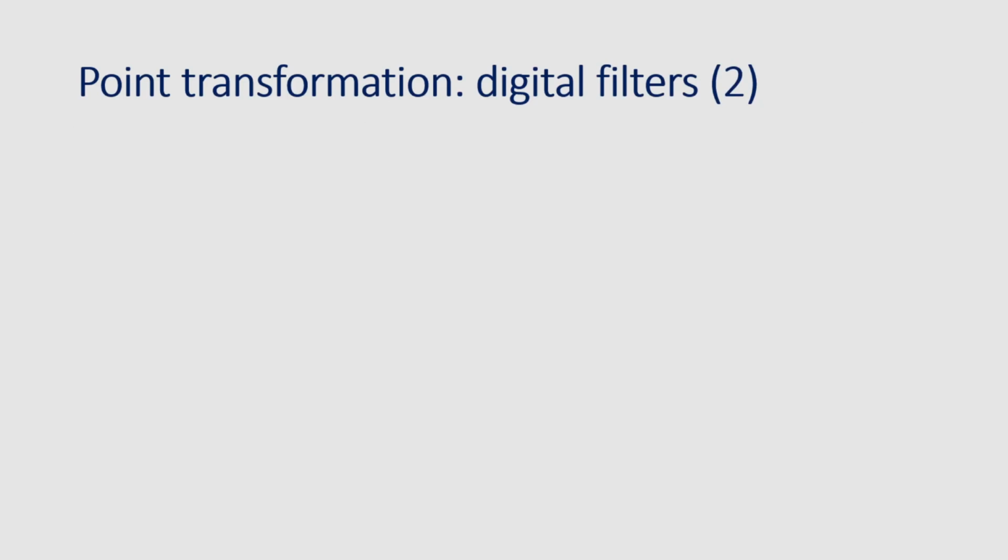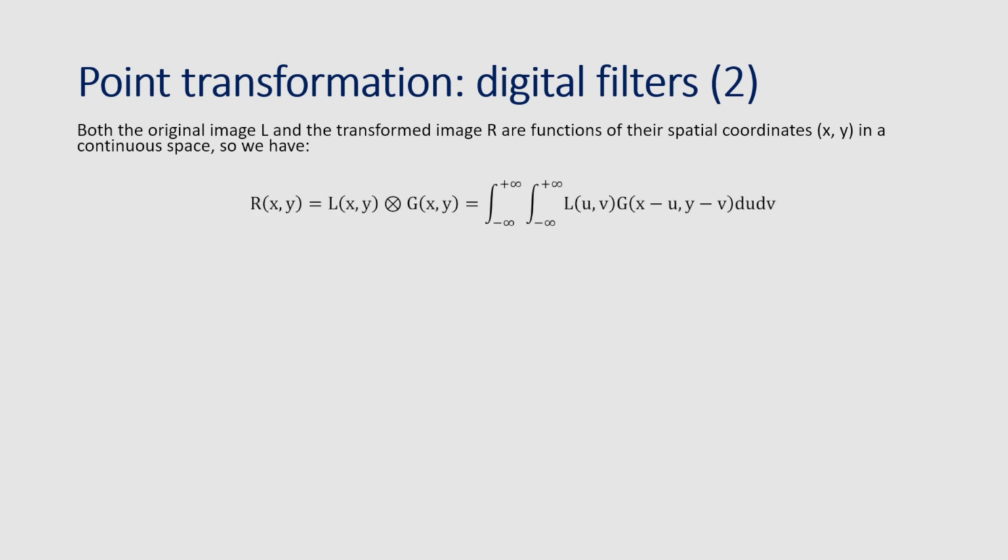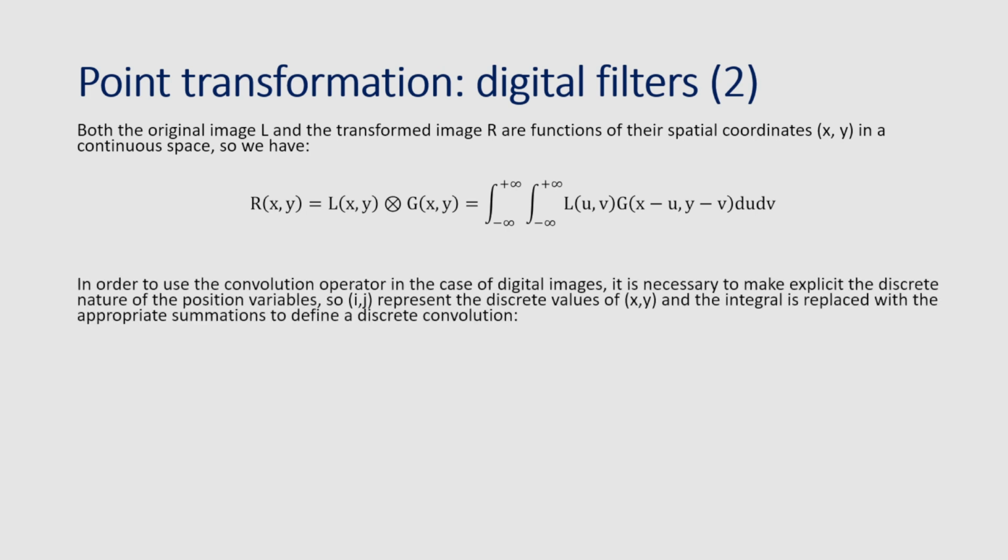Point transformation, digital filters. 2. Both the original image L and the transformed image R are functions of their spatial coordinates, x, y, in a continuous space, so we have: In order to use the convolution operator in the case of digital images, it is necessary to make explicit the discrete nature of the position variables, so i, j represent the discrete values of x, y, and the integral is replaced with the appropriate summations to define a discrete convolution.